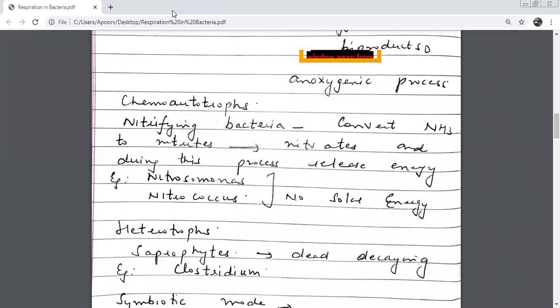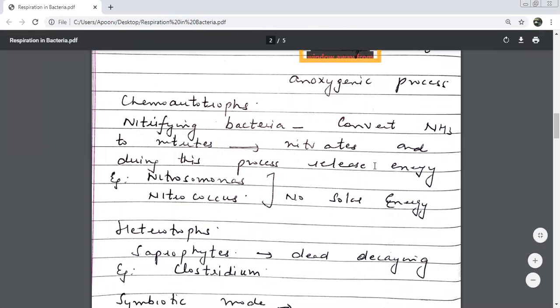So we are done with photoautotrophs. Now we have understood chemoautotrophs. They do not need solar energy. They simply use the energy of some other chemical or compound. The best examples are nitrifying bacteria. They convert ammonia first to nitrites, then to nitrates, and some energy is released in this process. So this is all about autotrophic bacteria.